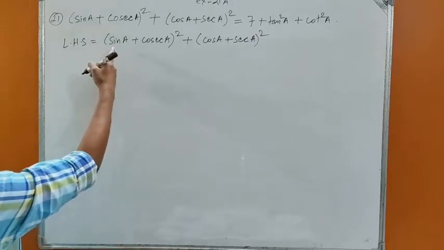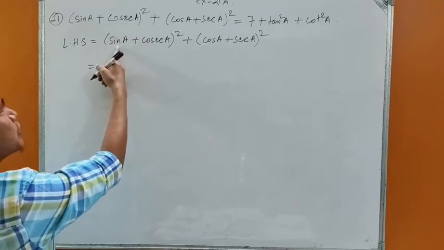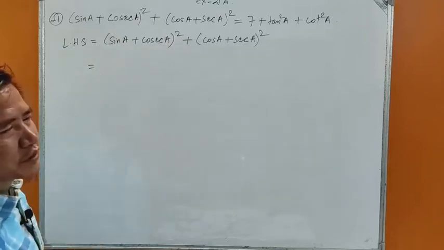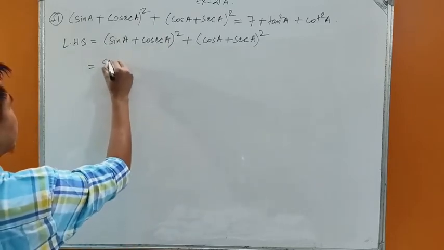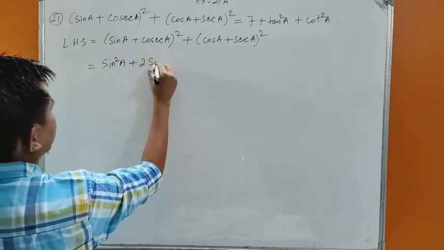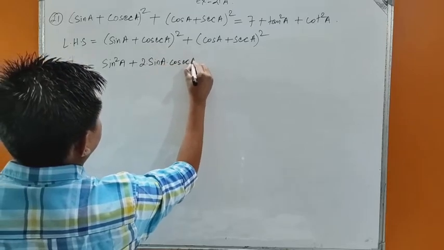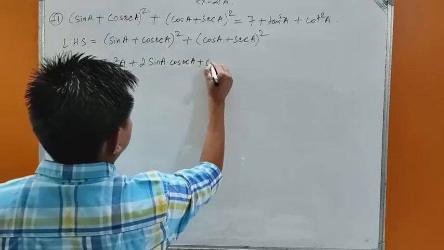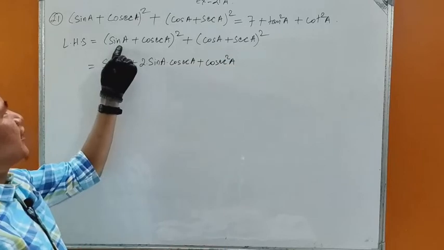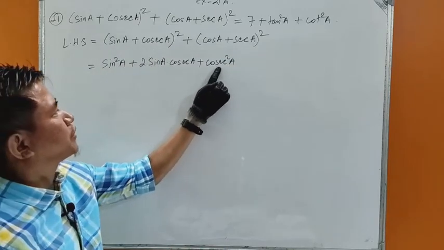So let's square this. Let's apply the formula (A plus B) whole square. Let us assume this sin A as A and this cosec A as B. A plus B whole square means A square plus 2AB plus B square, isn't it? So sin square A plus 2 sin A cosec A plus B square. B square means cosec square A. Are you getting me? A plus B whole square means A square plus 2AB plus B square.